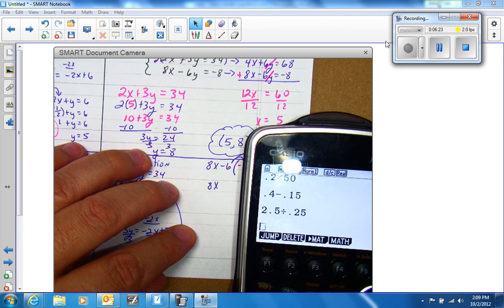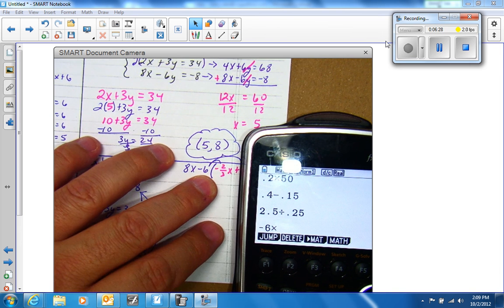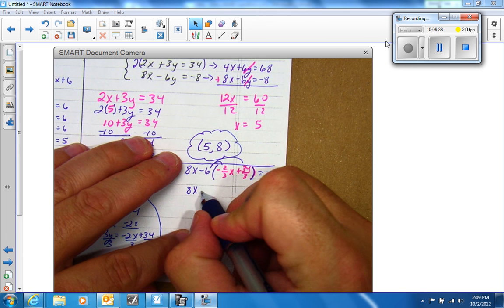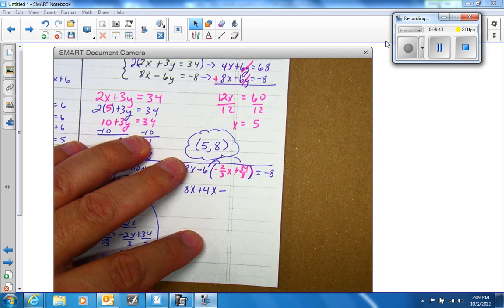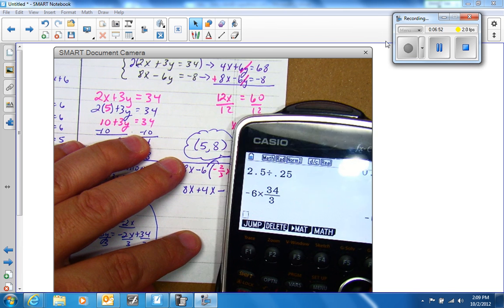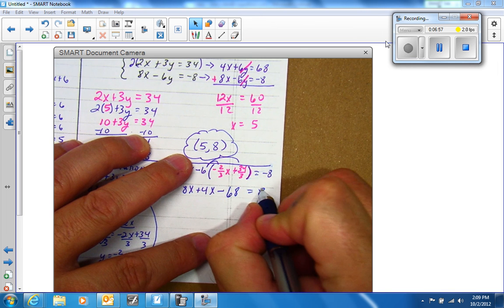So I'm going to do negative 6 times the fraction negative 2 over 3. And that's going to be a 4x. So this is plus 4x. Now negative times a positive is going to be a negative. So again, use your calculator and go back up here. You can actually go back up into the top and multiply that by positive 34 over 3. And that turns out to be a negative 68. So minus 68 equals negative 8.